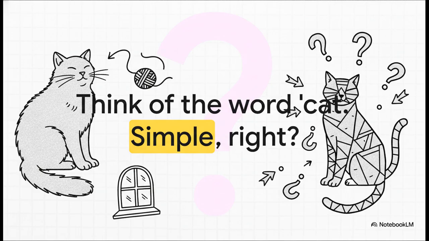So let's just try a quick thought experiment. When I say the word cat, what do you picture? I'm guessing it's probably something furry, with whiskers, maybe it's purring on a windowsill. It feels like one of the most straightforward words there is. But what if I told you that simple, three-letter word is kind of an illusion?